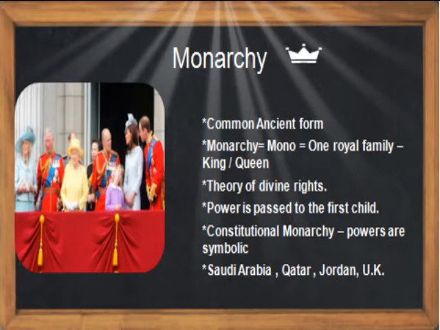Here the constitution limits the power of the monarch, like in Saudi Arabia, Qatar, Jordan. These are examples of the Islamic monarchies. They have more power. And on the other hand, there's the example of the United Kingdom. This is also a monarchy where Queen Elizabeth is the monarch.